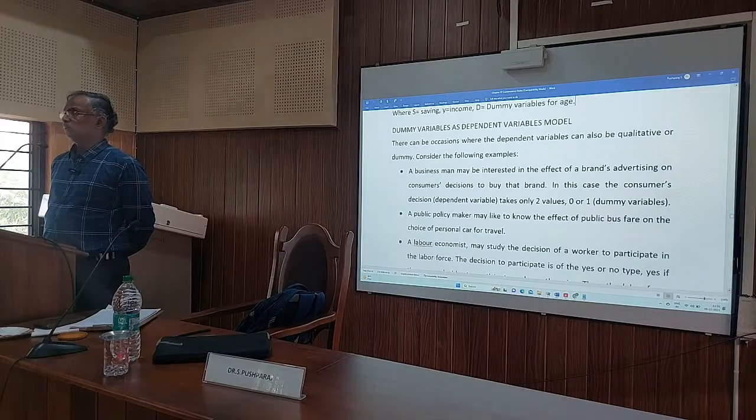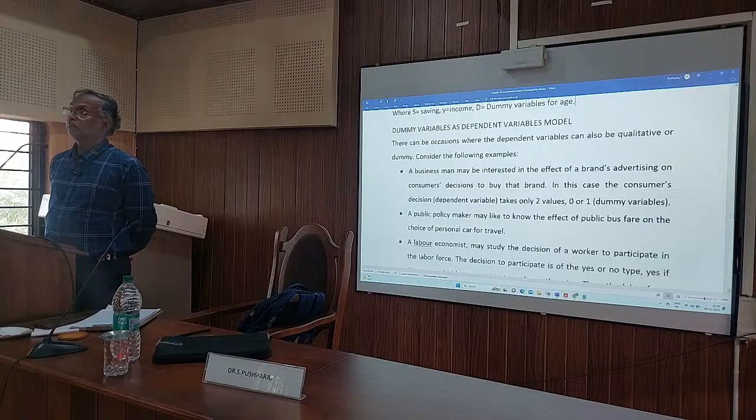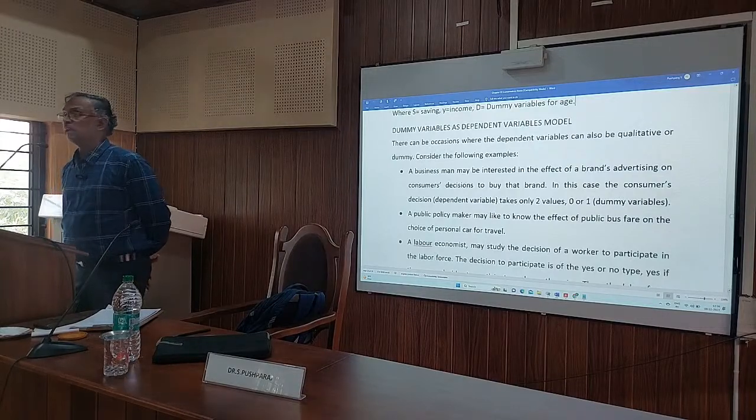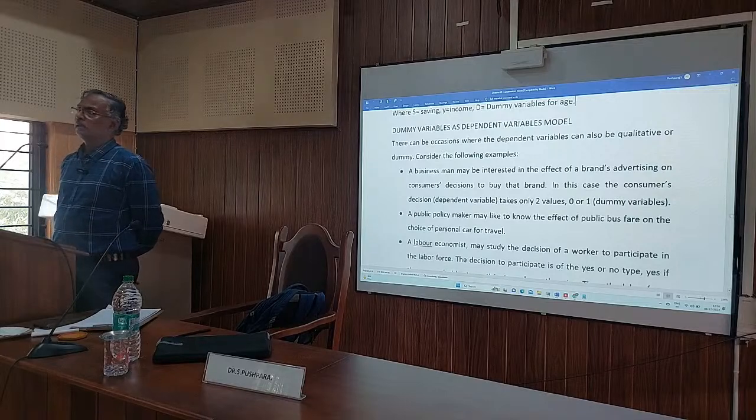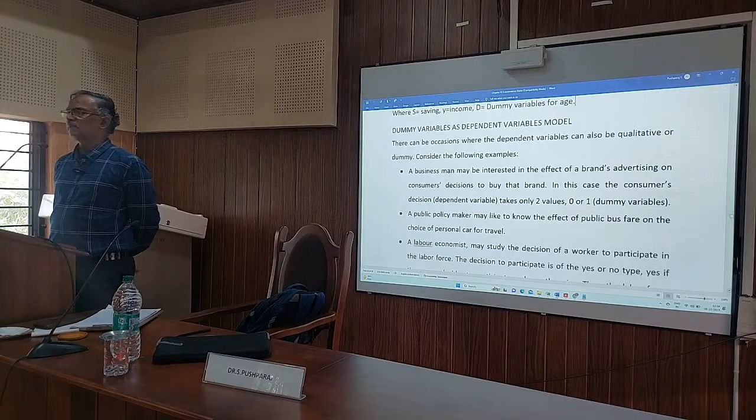Similarly, a banker would like to know why some people are paying back and some people are not able to pay back. How would I know, right? From his characteristics, the probability of that person paying back, I may be interested to know all this. So these are a few situations where we like to have a binary dependent variable.